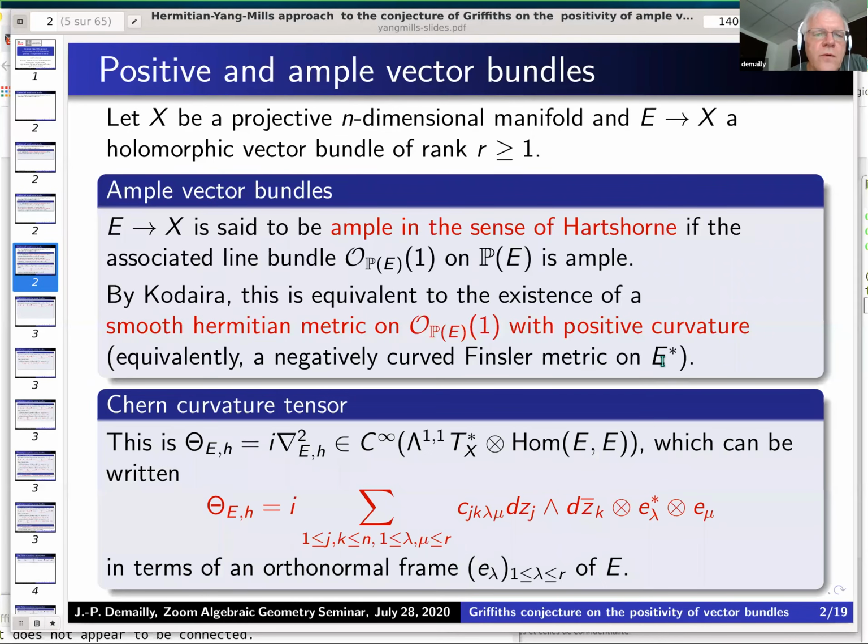And then when you have such a Hermitian metric on a vector bundle, you can define a curvature tensor which has 4 indices, so a Theta_E,h obtained as i times the square of the Chern connection. It's a sum over all indices j,k between 1 and n, the complex dimension, and the vector bundle indices lambda, mu between 1 and the rank, of c_jk lambda mu dz_j wedge dz_k bar tensor e_lambda star tensor e_mu, where here you compute everything in terms of an orthonormal frame of E.